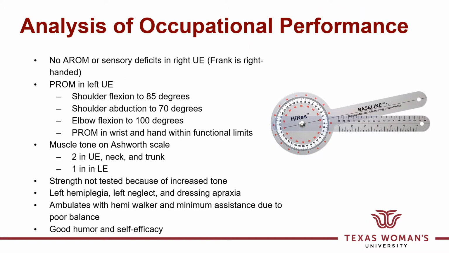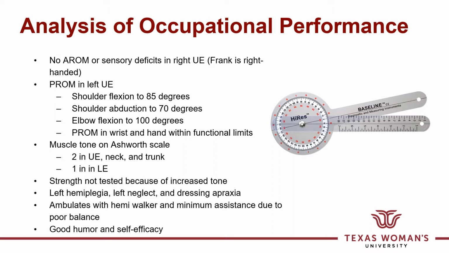Now I will review the analysis of his occupational performances. Upon observation and completion of evaluation and assessments, Frank displayed the following: no active range of motion or sensory deficits in his right upper extremity, which is also his dominant hand. He demonstrated, however, passive range of motion deficits in his left upper extremity, specifically in shoulder flexion, shoulder abduction, and elbow flexion. His muscle tone in his upper extremities, neck, and trunk scored a 2 on the Ashworth scale and a 1 in his lower extremities on the Ashworth scale as well. Strength was not tested because of increased tone.